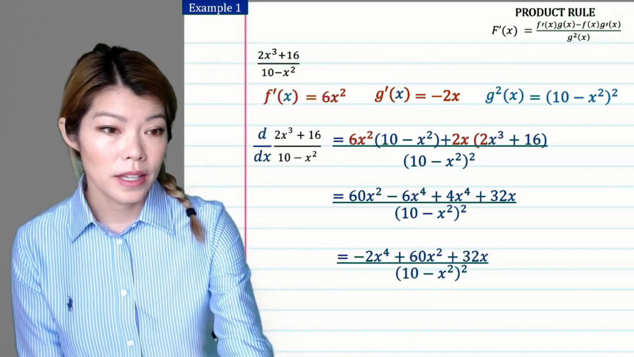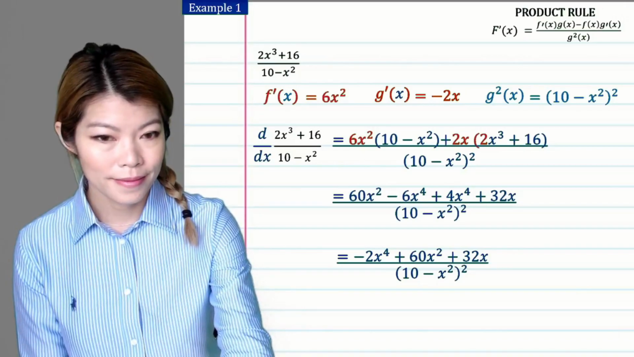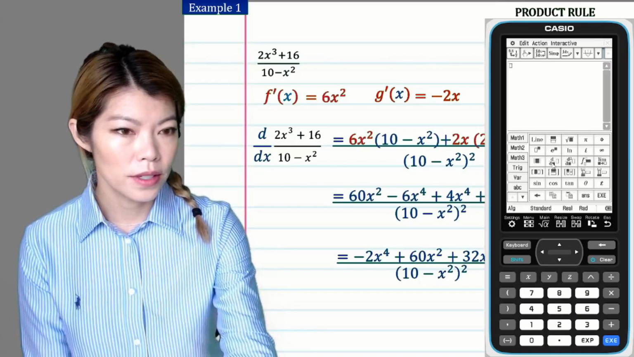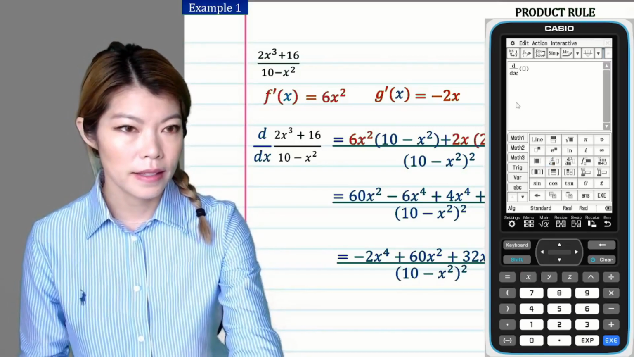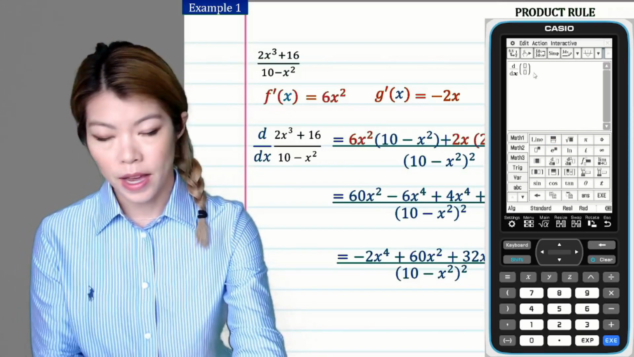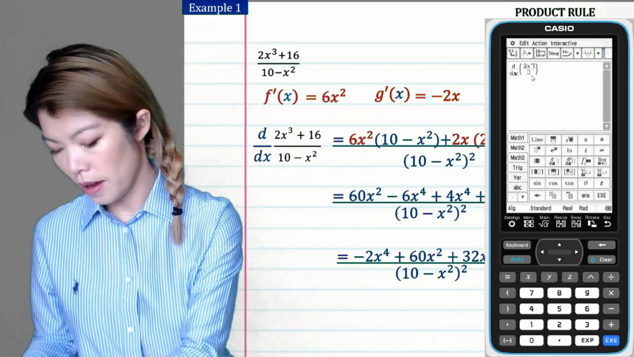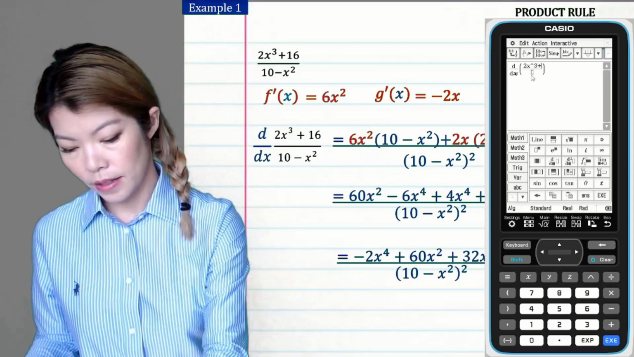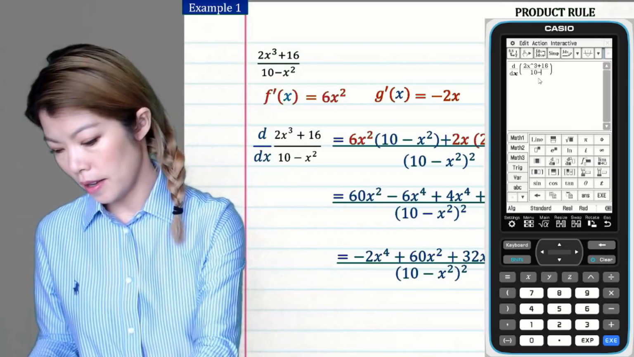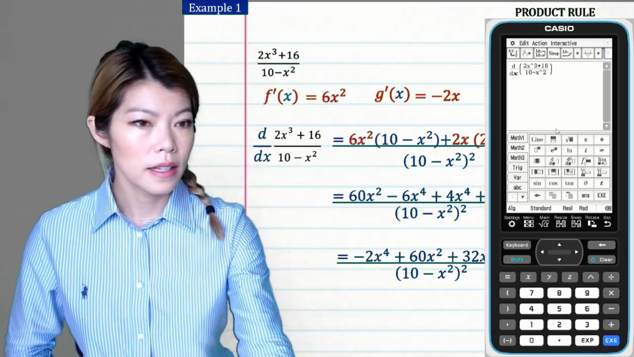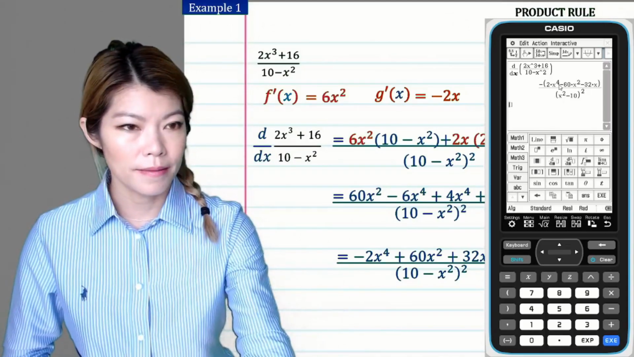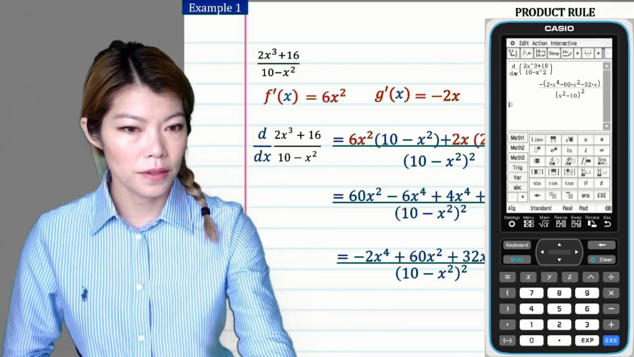Let's use a CAS calculator to check our answers. So we go to derive x, then in here we're going to do a fraction. At the top we have 2x to the power of 3 plus 16. And at the bottom we have 10 minus x squared. Then enter, and sure enough we have the same thing. Minus times minus is plus over there.